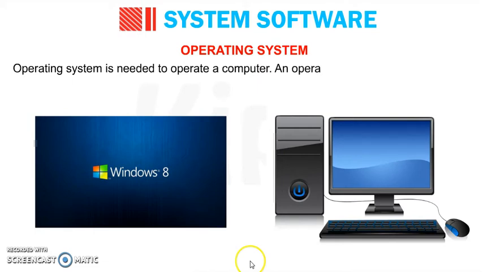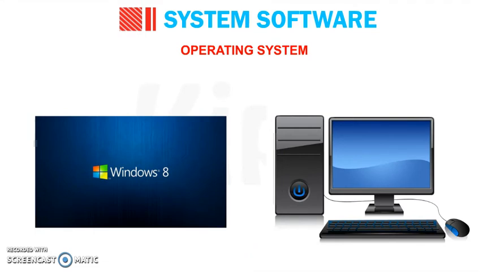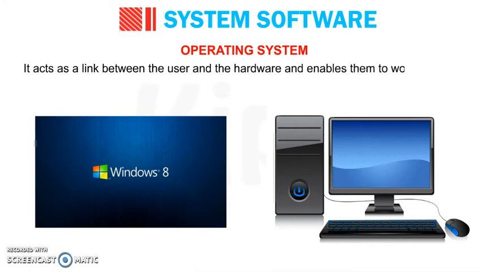An operating system is needed to operate a computer, and it controls the overall activities of a computer. It is very essential for the computer. Without an operating system, the computer cannot work. It acts as a link between the user and the hardware and enables them to work.